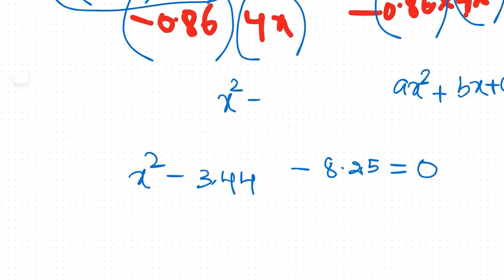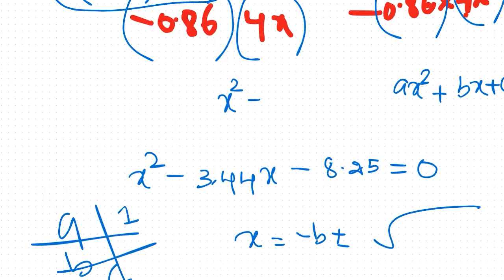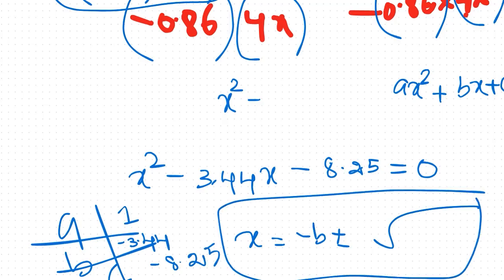You remember the quadratic formula? Minus b plus or minus. First write the ABC values. A is 1, B is minus 3.44, and C is minus 8.25. And then use this quadratic formula, okay?